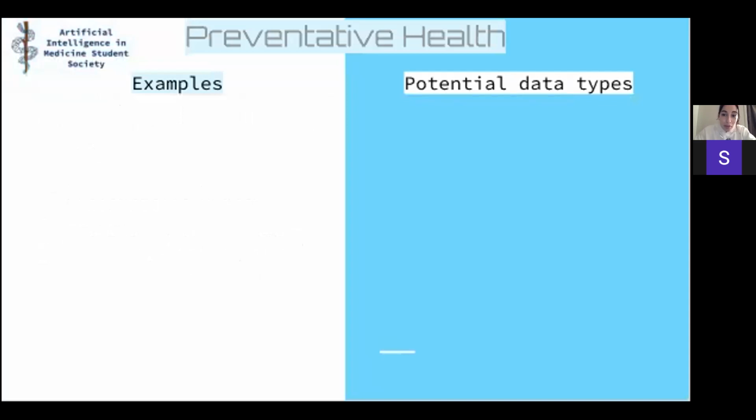So like I said before, preventative health is a really big part of family medicine. In the chat box, type in what comes to mind when you think of preventative health. Like what kind of things are you specifically trying to prevent? What do you guys think? Strokes, yes. Diabetes.